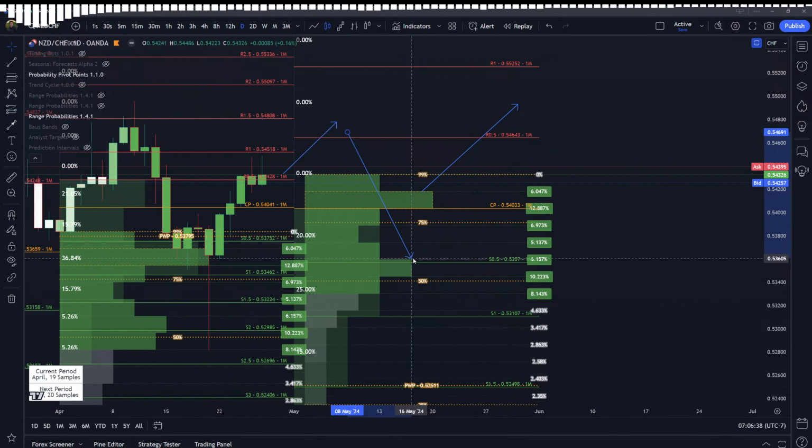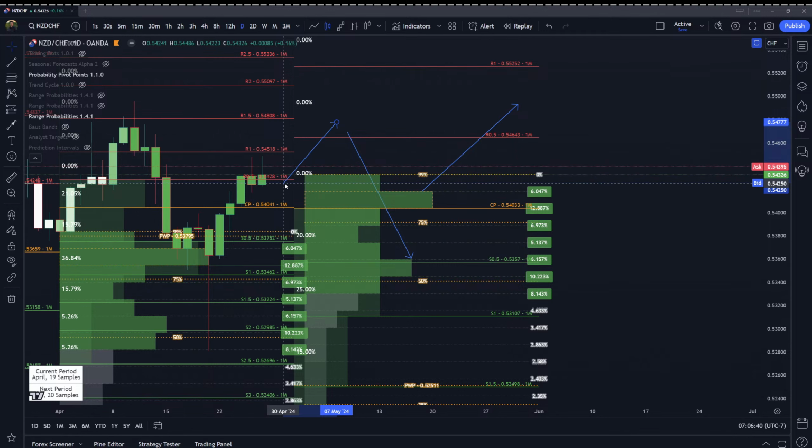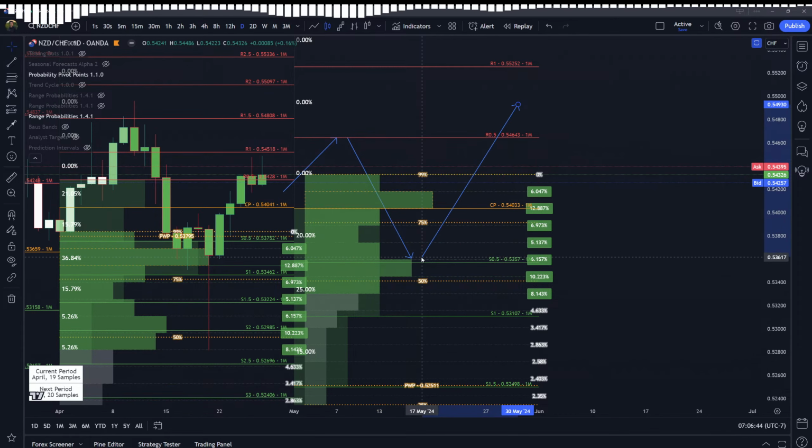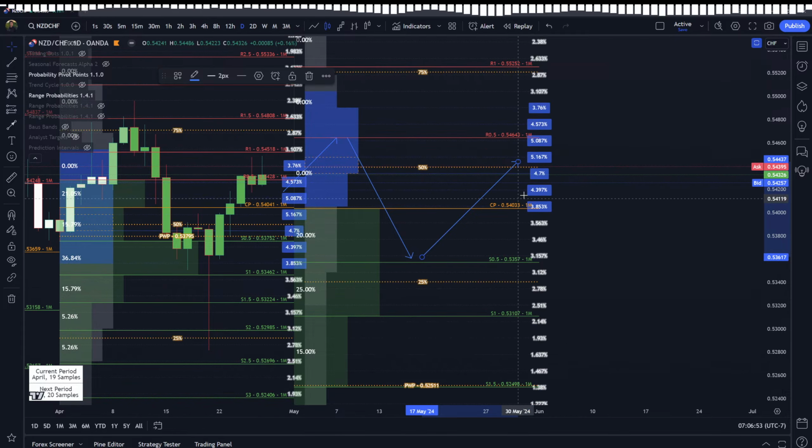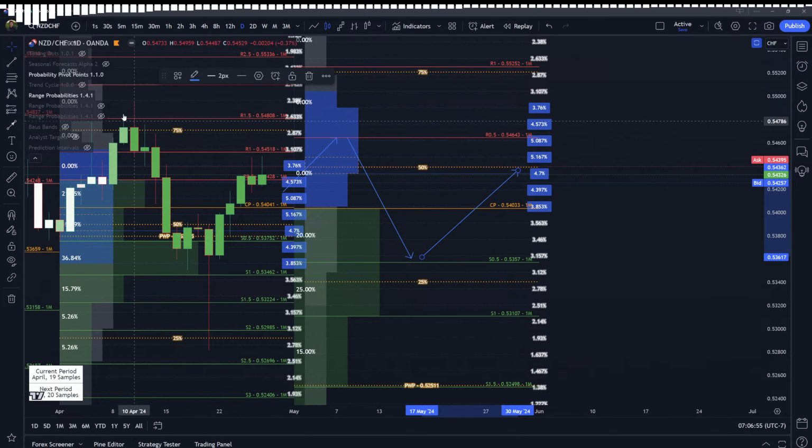Yeah, so it's probably going to be something like that. And then make a recovery into the end of the month. Don't know if it's going to be a green or a red month, though. Let's look at our closing odds real quick. Yeah, we can set something along these lines.